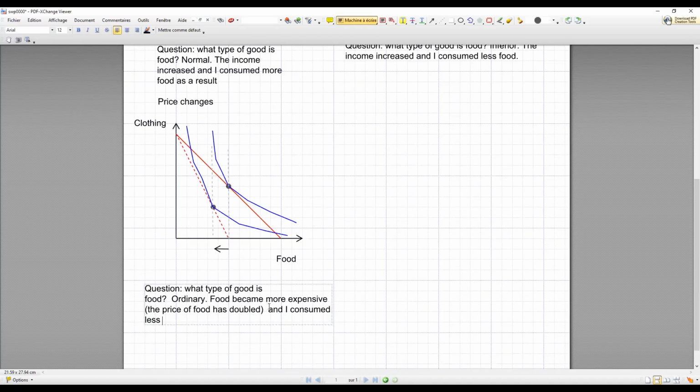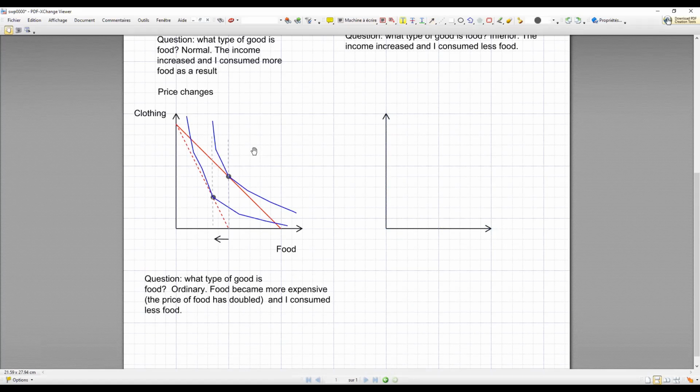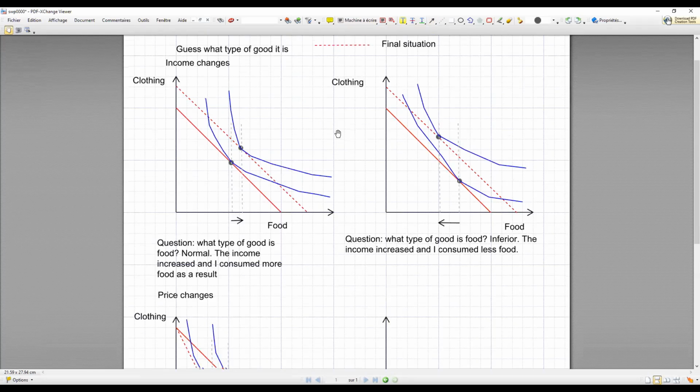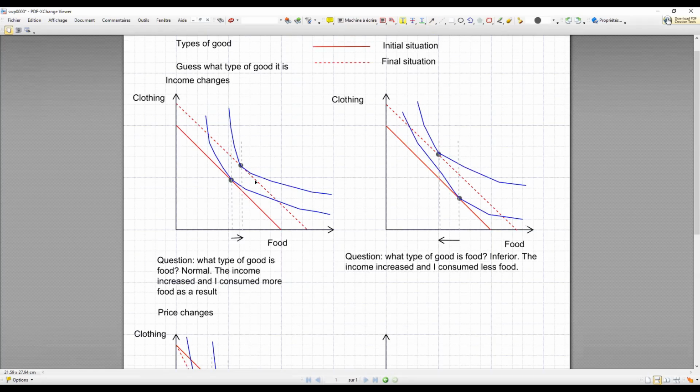It's my income that changes, and then what happens to my consumption. Or here, the price of food changes. What happens to my consumption of food? All right, and then last, the difference between ordinary and normal is that in normal, the income increases, but in ordinary, the product, in this case the food, becomes more expensive. Yes, exactly. Ordinary has to do with price changes, and inferior or normal has to do with income changes.